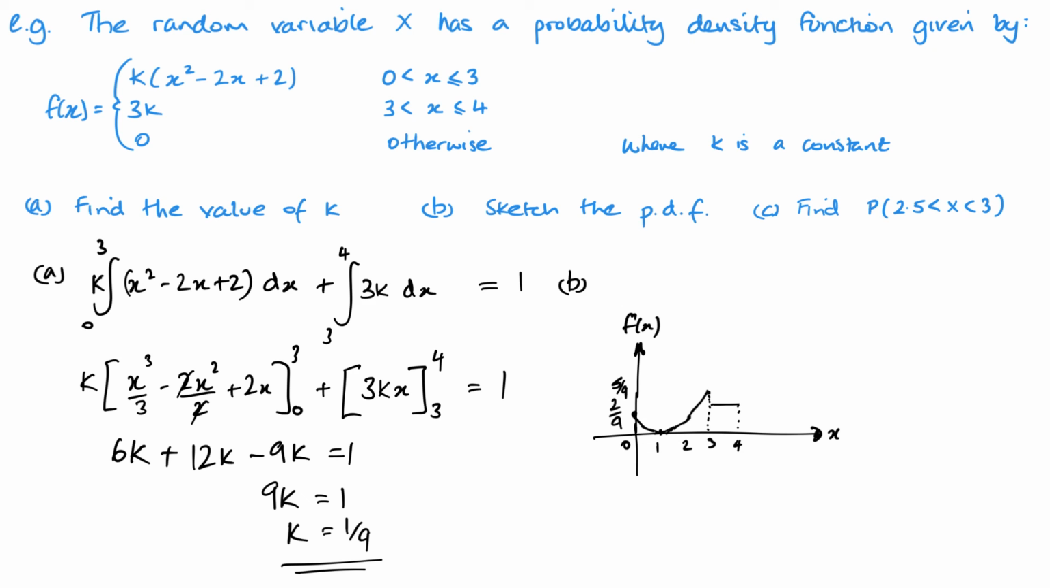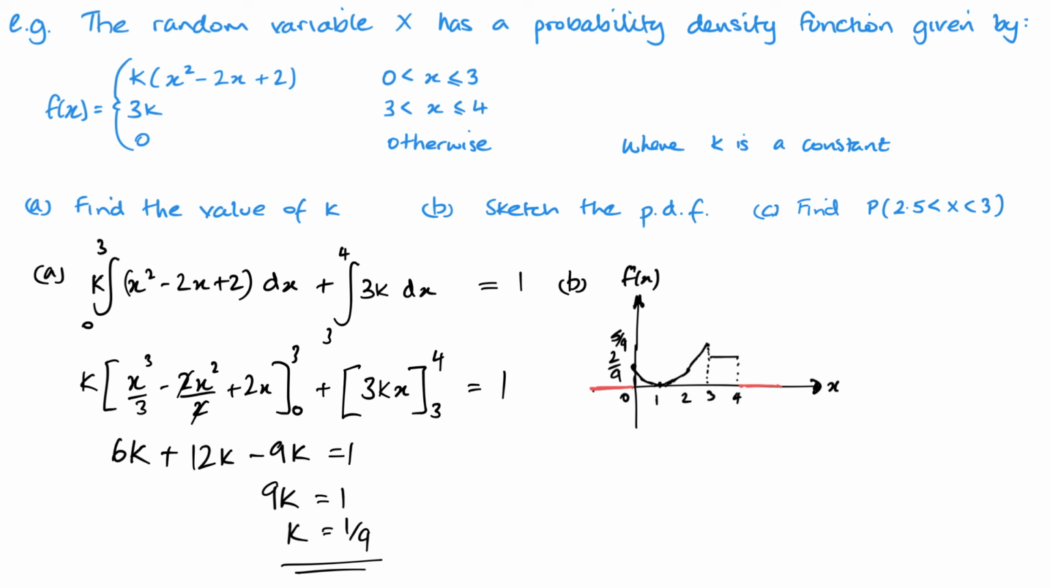Sometimes what you will see, and I'll pop this in red here, but sometimes what you'll see is a line going off outside of the actual PDF to show that that is a value of 0. But again, it's not necessary, but you might see it. And then finally, part C, we are looking at finding the probability between 2.5 and 3. So 2.5 and 3 happens here, so it's just this part.